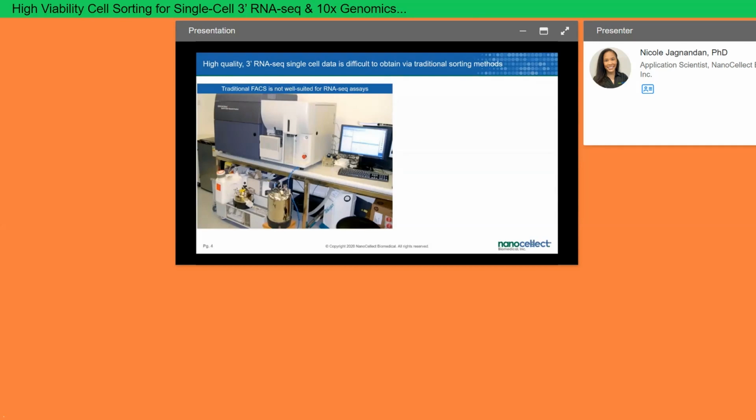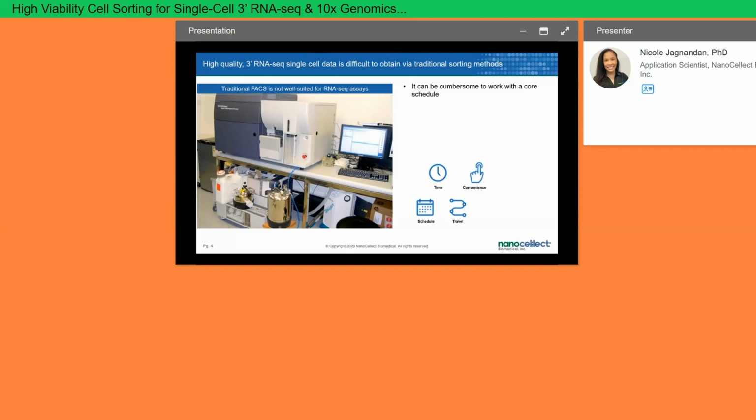So typically when users are going through RNA-seq, and also for 3' RNA-seq, they like to use FACS technology, so fluorescent activated cell sorting technology, to dispense a particular population of cells using this flow cytometry method into single wells of a PCR plate. Now, the issue is that traditional FACS, for a number of different reasons, isn't typically well suited for a number of genomics assays, including 3' RNA-seq.